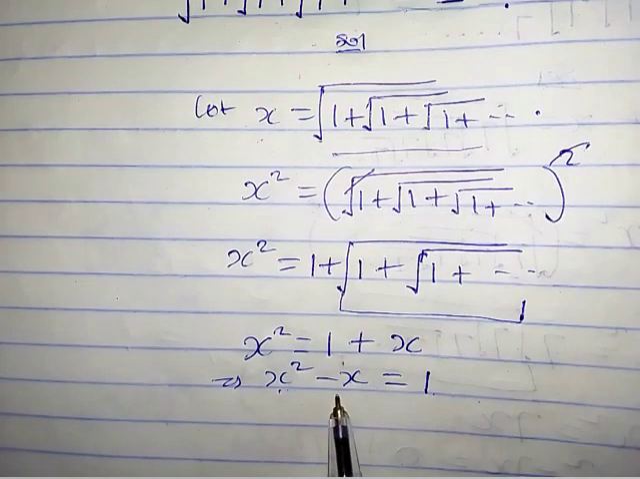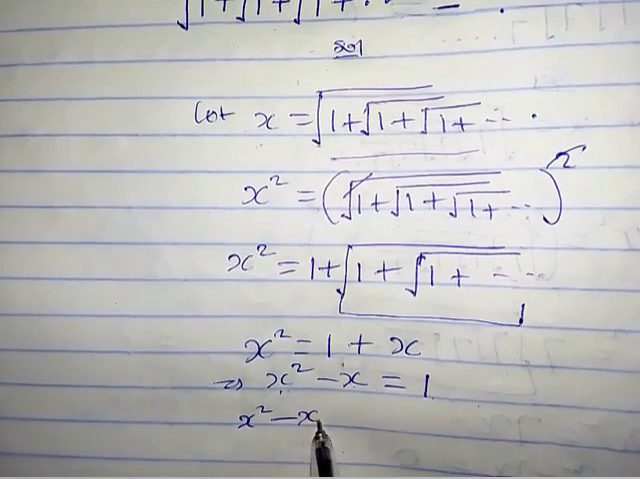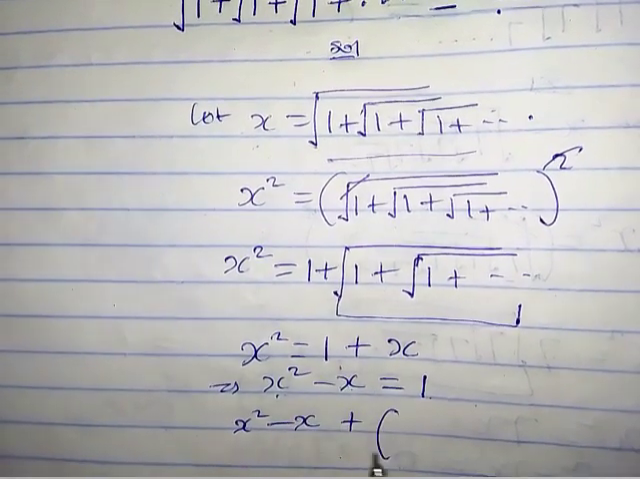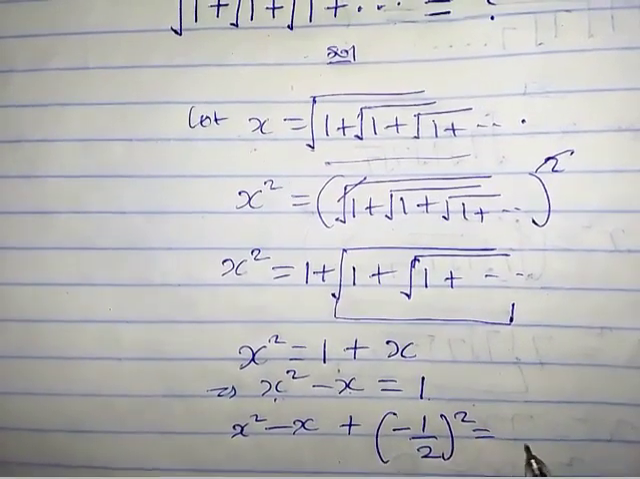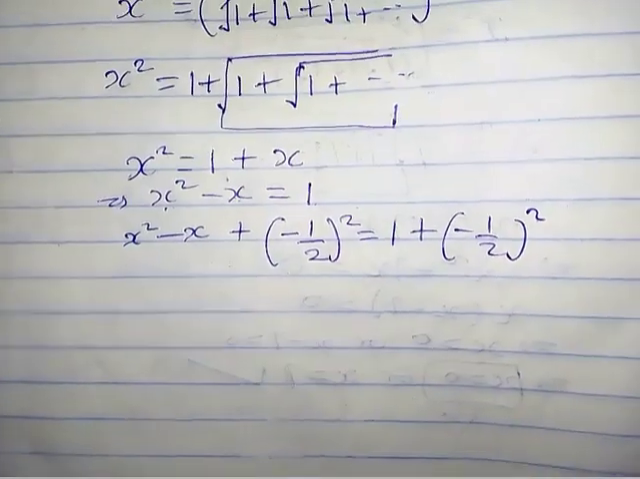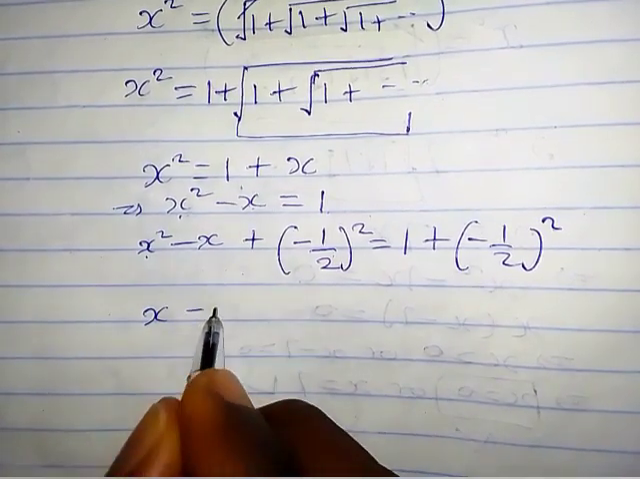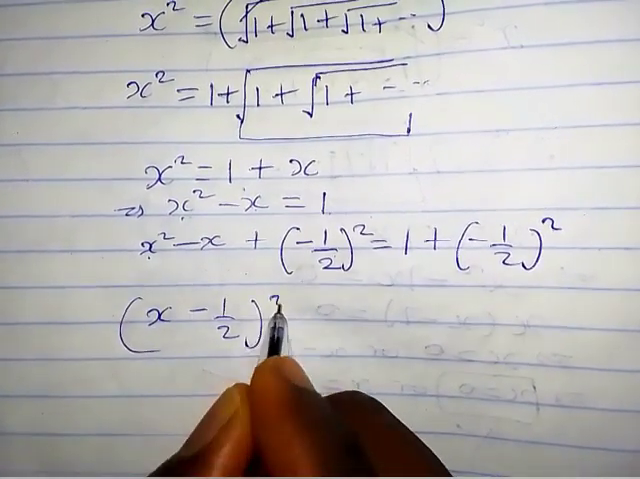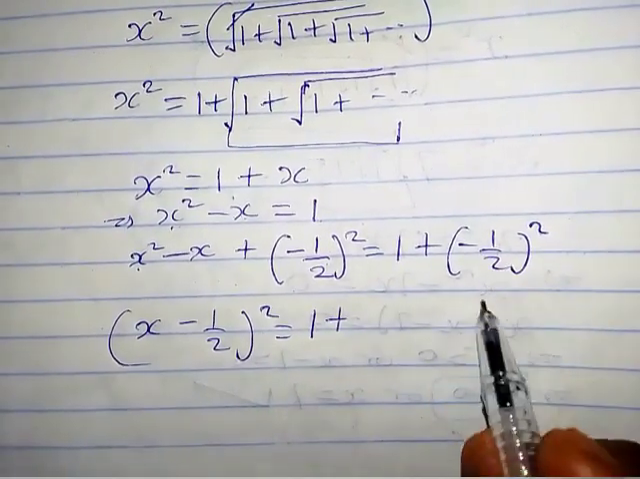The coefficient of x here is minus 1. So we are going to divide it by 2 and at the same time square it and add it to both sides of this equation. So we have x squared minus x plus, the coefficient of x is minus 1, so we divide it by 2 and at the same time square it, equals 1 plus minus half all squared. So now let's proceed further. Let's combine this guy and this guy. So we're going to have x minus half all squared equals 1 plus minus half all squared, that is 1 over 4.